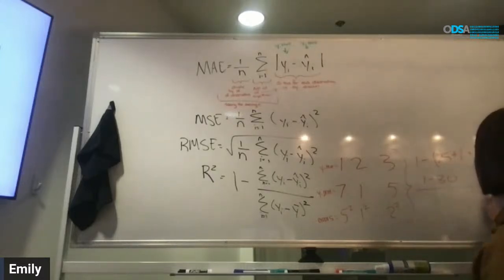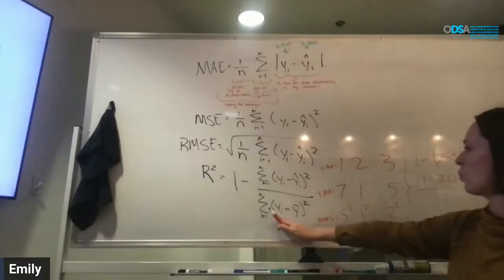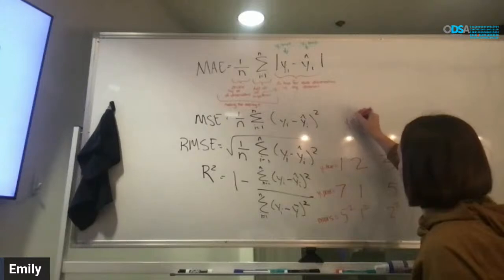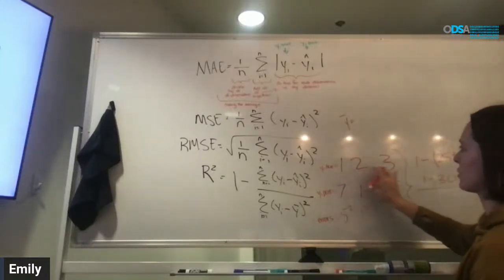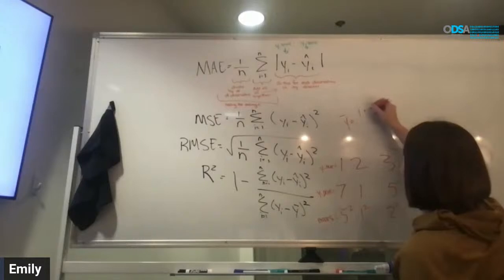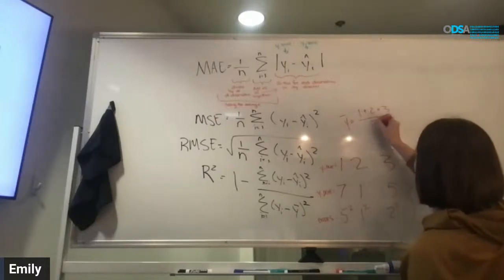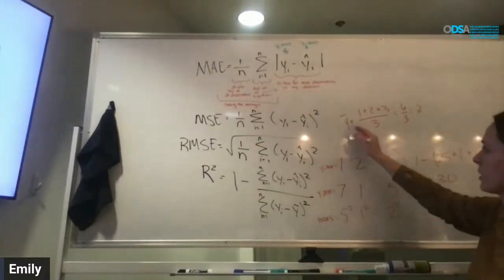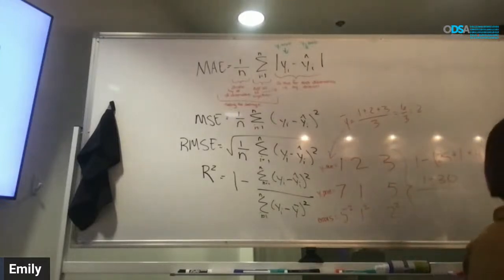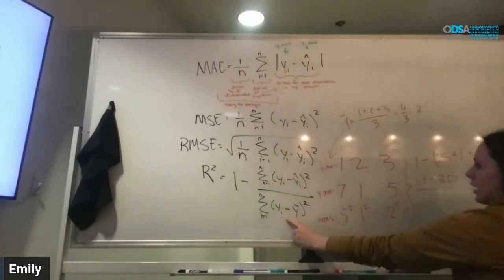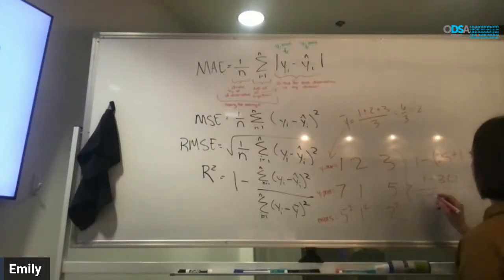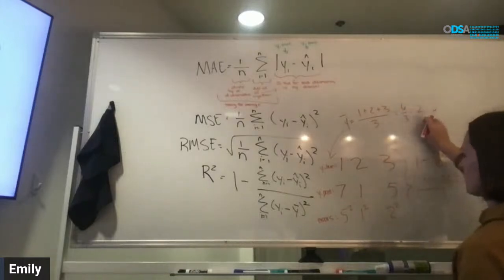And in our denominator, we're going to have yi minus y bar. But y bar is the average of our true values. So it's going to be 1 plus 2 plus 3 all over 3, so 6 over 3, which is 2. So y bar is the average of our true values. So y i minus y bar, where y bar is always 2.